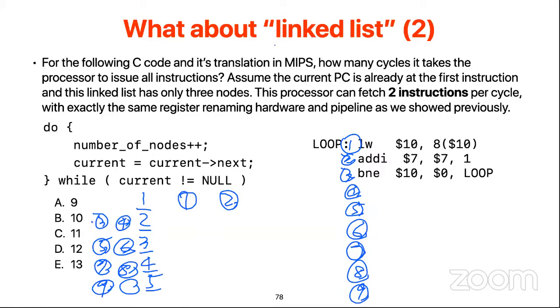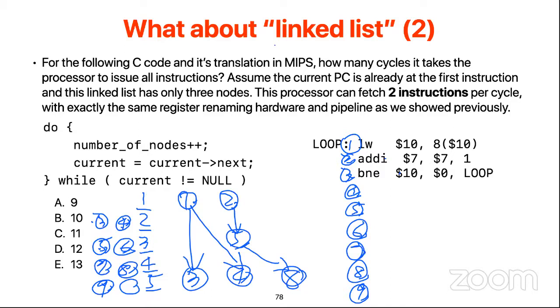So when 3 comes in, we know 3 depends on 1, and it can only be executed here, right? And 4 depends on whose outcome? It depends on the first outcome, so it's also here. And 5 is not depending on anyone, so 5 can be executed here. Same as 8, 8 can be here because there is some dependency here. So if you keep drawing this, keep expanding this graph, how many cycles are we expecting?